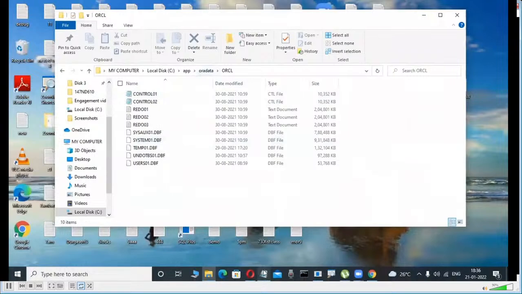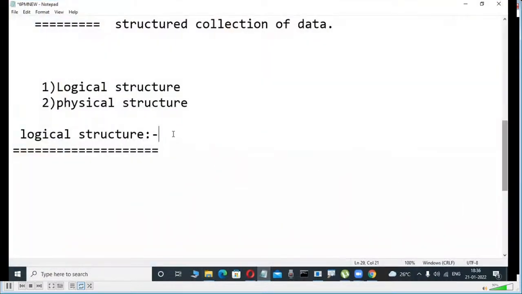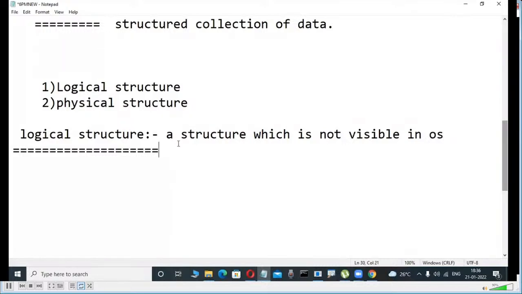That's why what a logical structure means, write it down: a structure, here a database structure, don't worry, a structure which is not visible in the operating system, in the OS, is called a logical structure of the database.